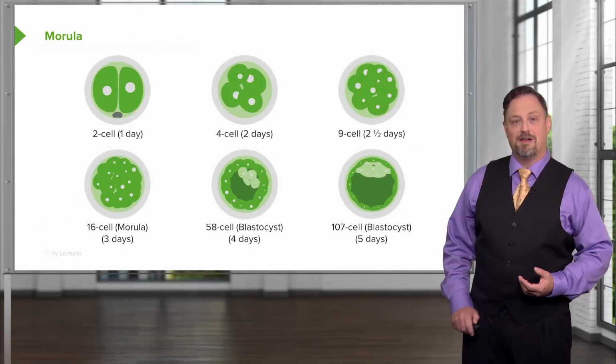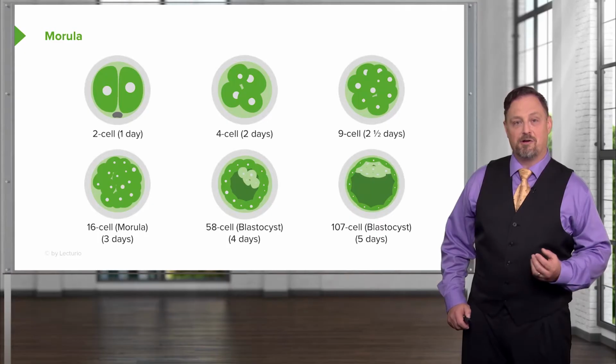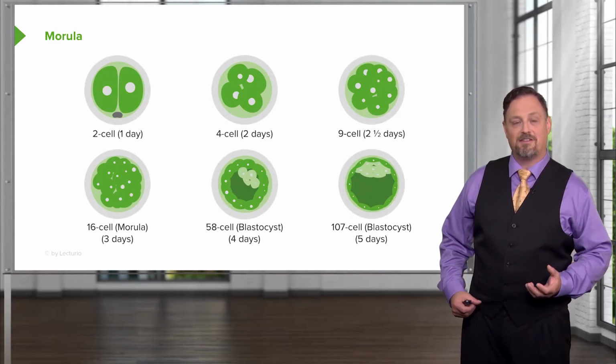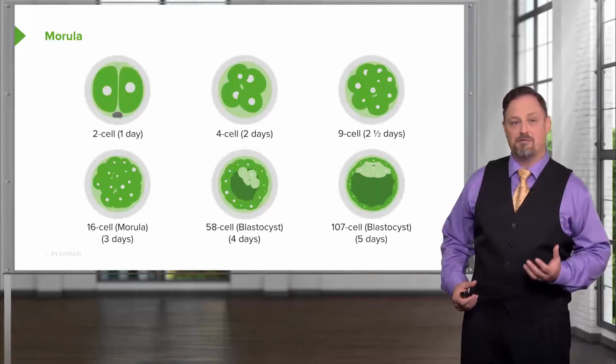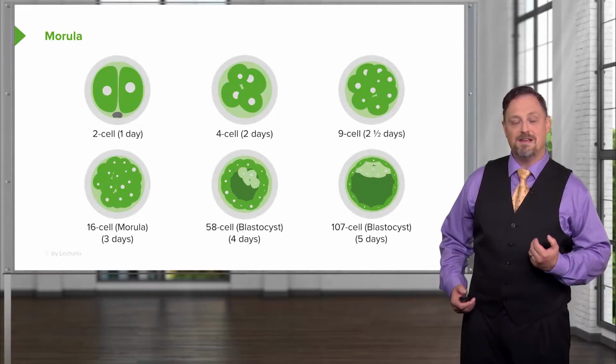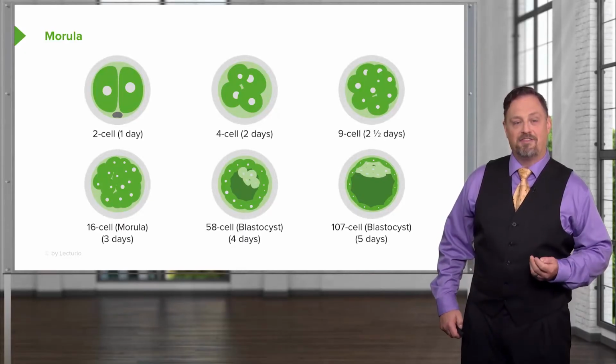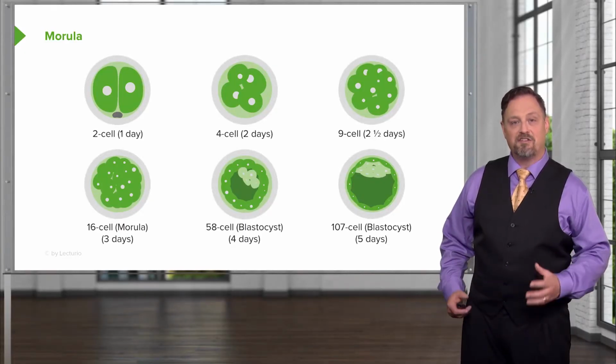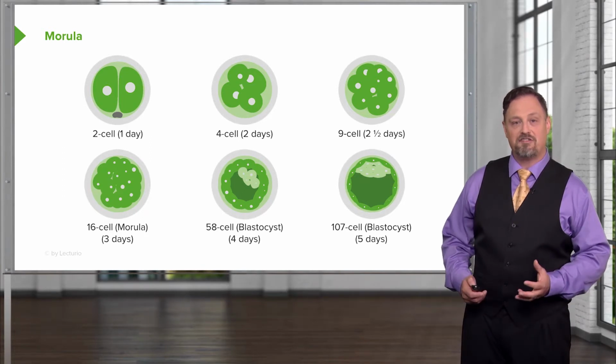Now at this point, subsequent divisions are going to occur, and the resulting cells will not grow appreciably. In fact, they'll take up as much space as the original single-celled zygote did. So they will get smaller and smaller even as they become more numerous. At this point, we're going to refer to the entire assemblage as a morula, a collection of cells.